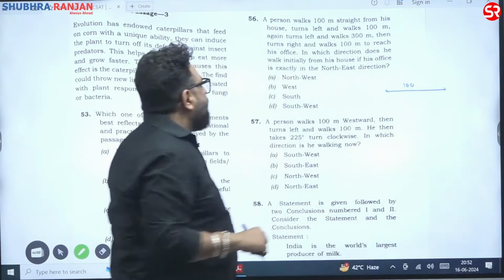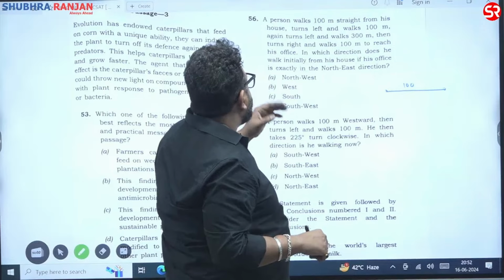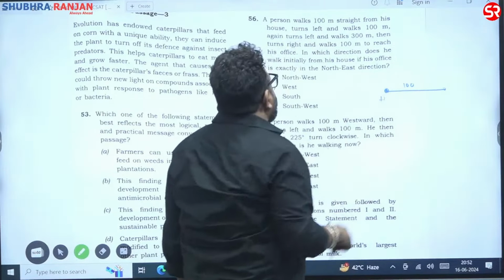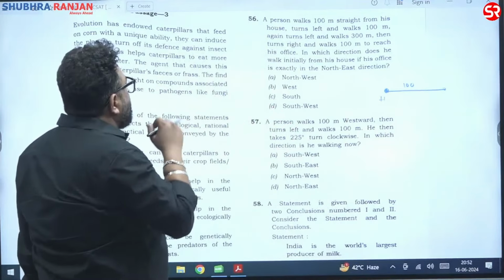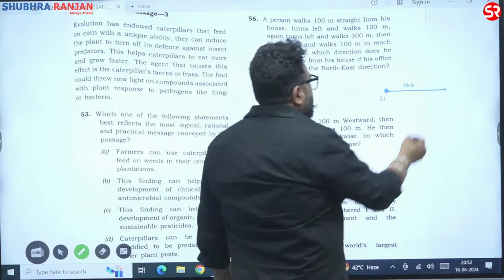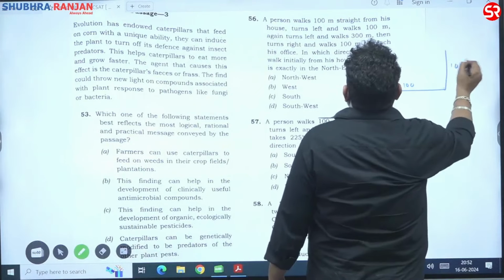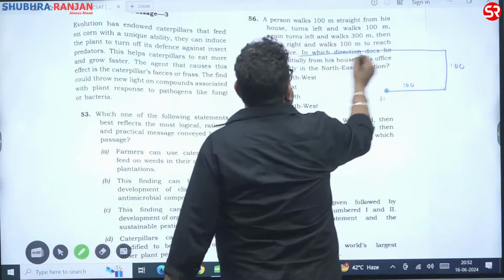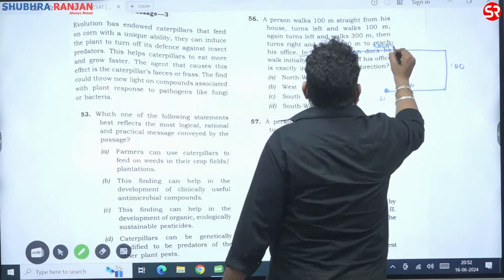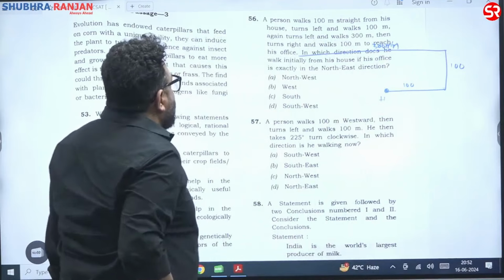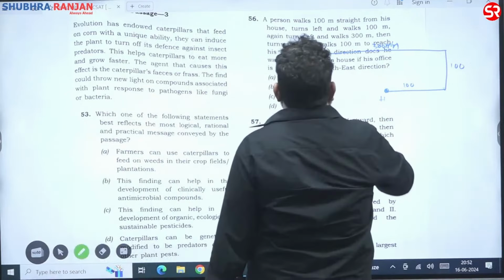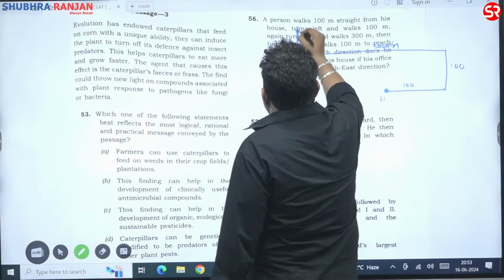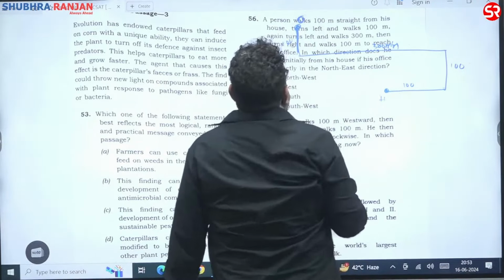Right, he turns 100 meters from his house. So this is his house. He goes 100 meters straight from his house, then turns left 100 meters, and again turns left, then 300 meters, and from there he turns right and walks to reach his office. So he walks this 100. So this is his office. This is his office, right?